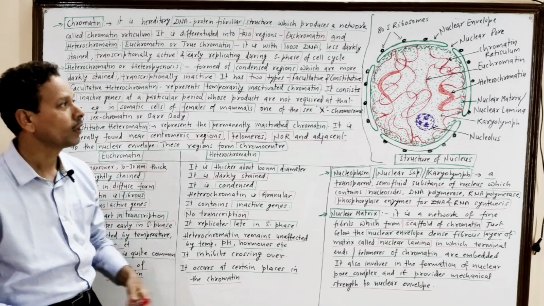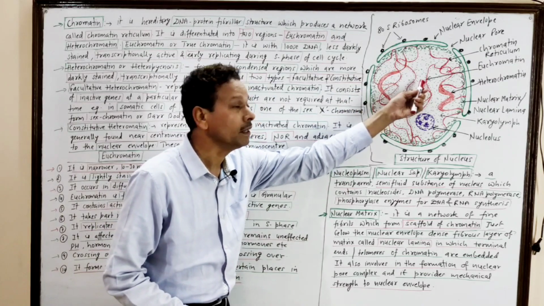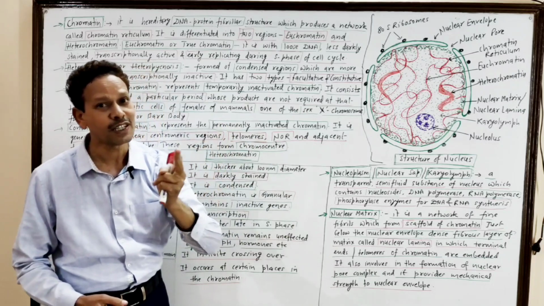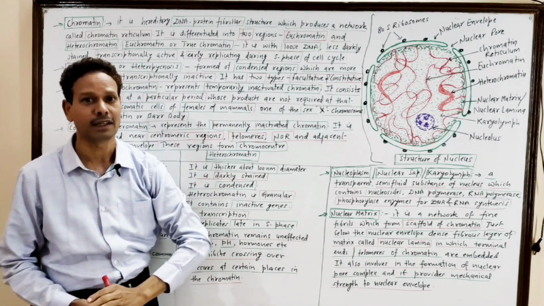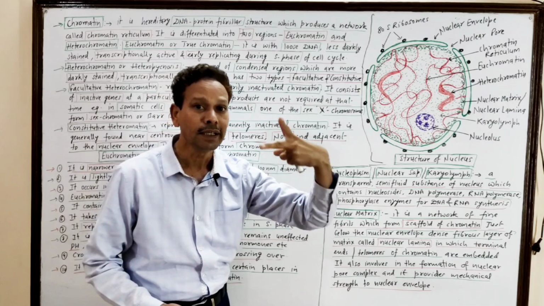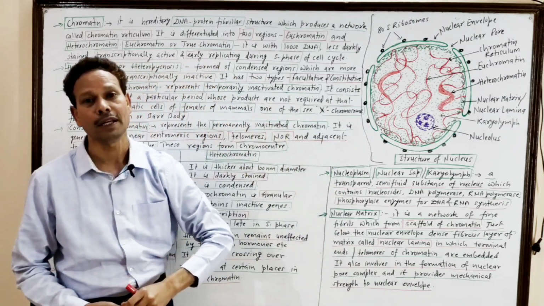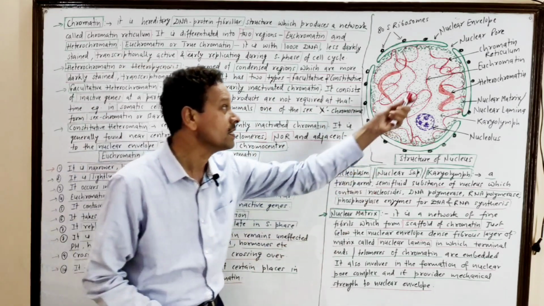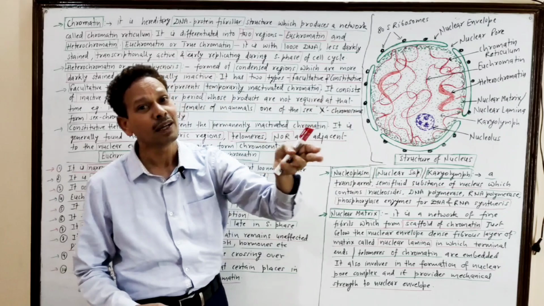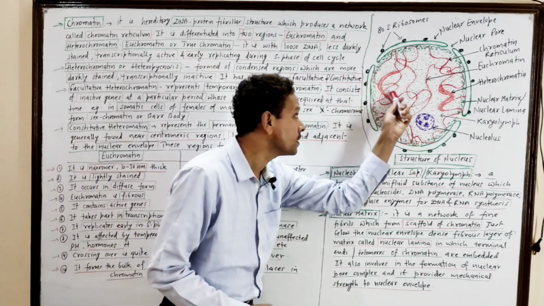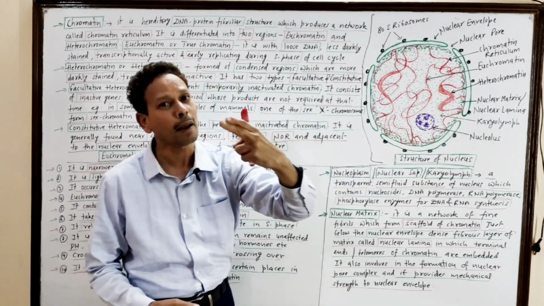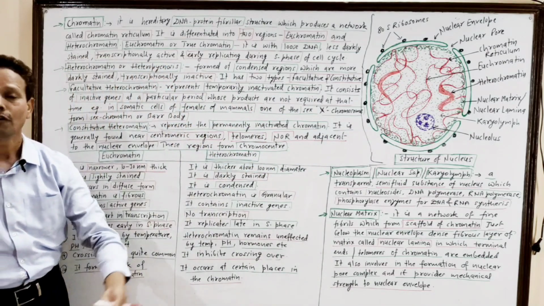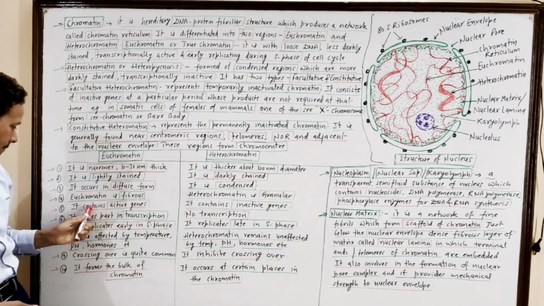Replication. Note down, in euchromatin, DNA replication takes place at early stages of S phase of the cell cycle. As we know, in the cell cycle, there is the S phase, the synthetic phase, where DNA synthesis, DNA replication takes place. But in euchromatin, DNA replication occurs at early stages, while in heterochromatin, DNA replication occurs at late S phase. Note down each and every point for competitive exams.